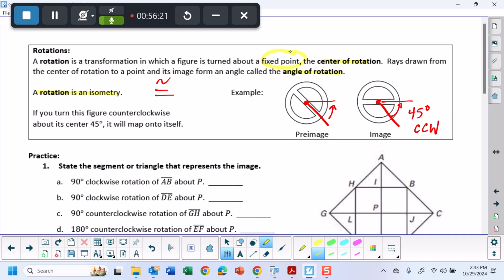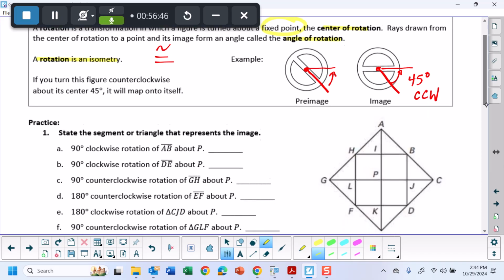What if they did like 225 degrees clockwise? You can go ahead and play with knowing that 360 is the circle. So 225 this way is going to be 360 minus 225 that way. You know what I mean? Right for 45. 225 that way. Yep.